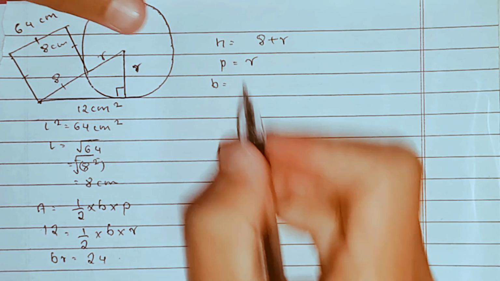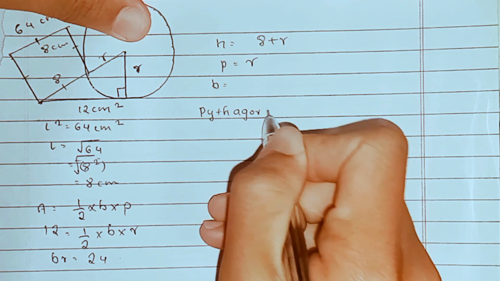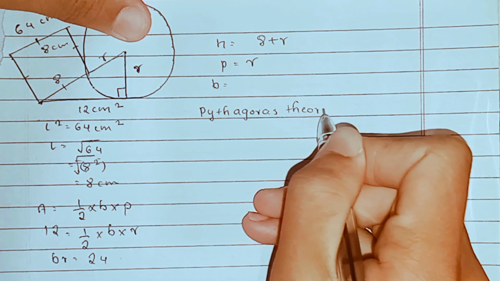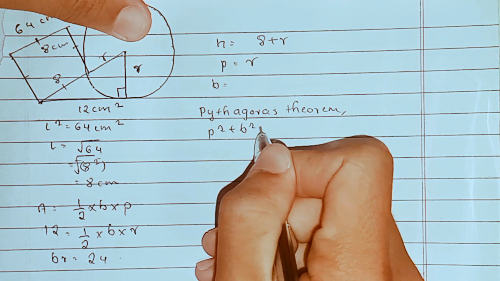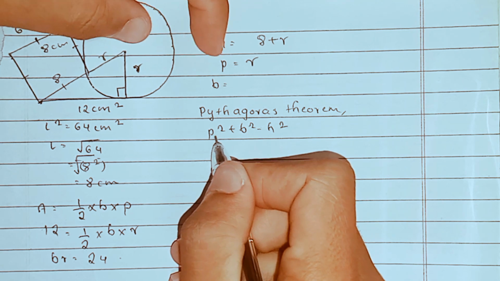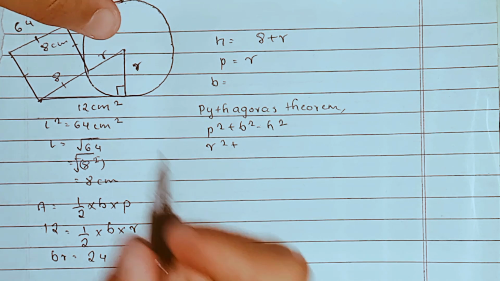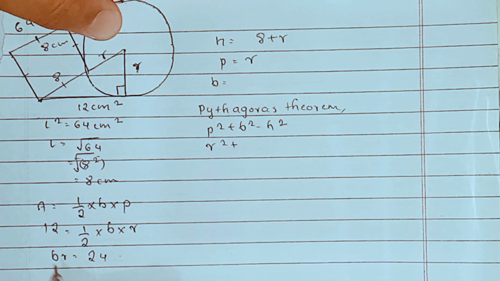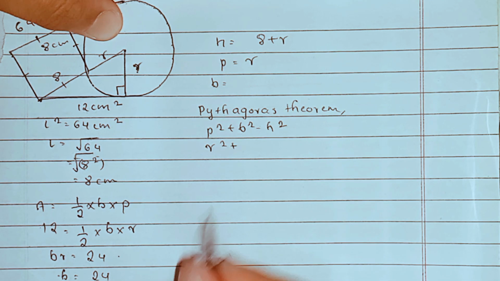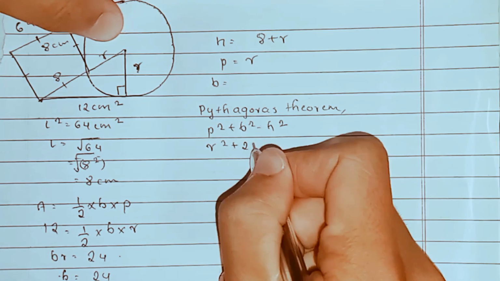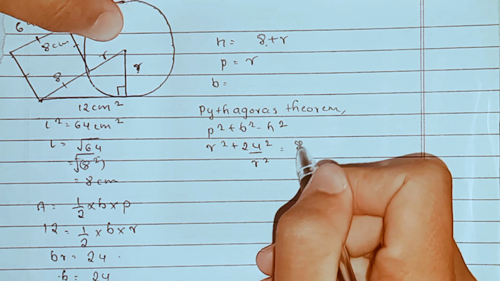Now we have to use the Pythagoras theorem, which is p square plus b square is equal to h square. So p, which is the perpendicular, is the radius, r square plus b square. Now we will find the value of r. So let's substitute b as 24 by r in the equation. So 24 square by r square is equal to h square, where h is the hypotenuse, 8 plus r whole square.